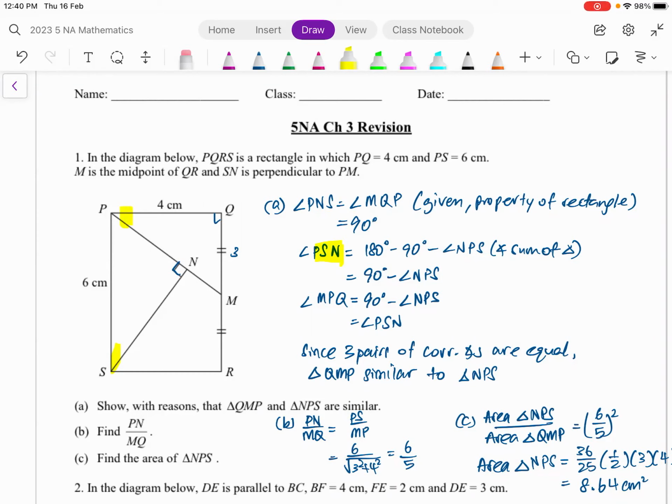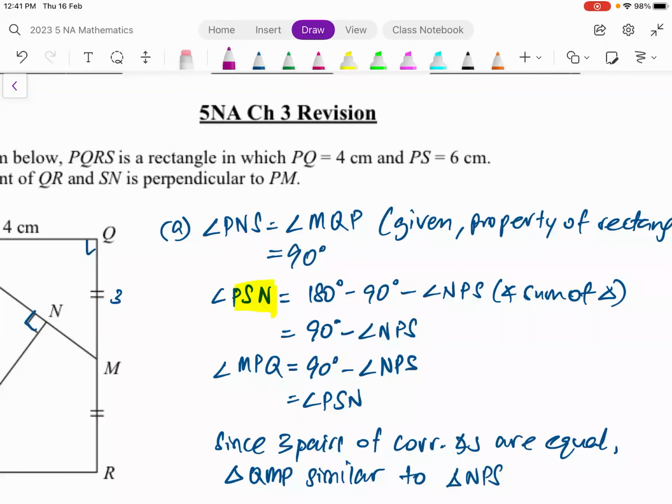But if I were to try and write PSN in terms of this angle over here, which is MPS. Okay, let me just put it down in red. This is my MPS. This yellow angle can be written in terms of this red angle because angles are a triangle. So this yellow one is 180 minus 90 minus MPS. Okay, now I have this yellow angle written down as 90 minus MPS. Okay, over here. 90 minus MPS.